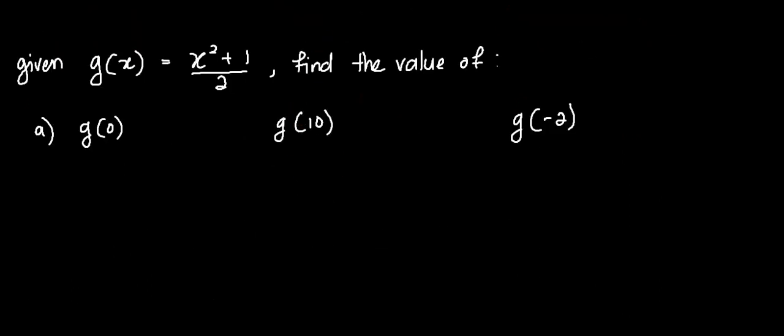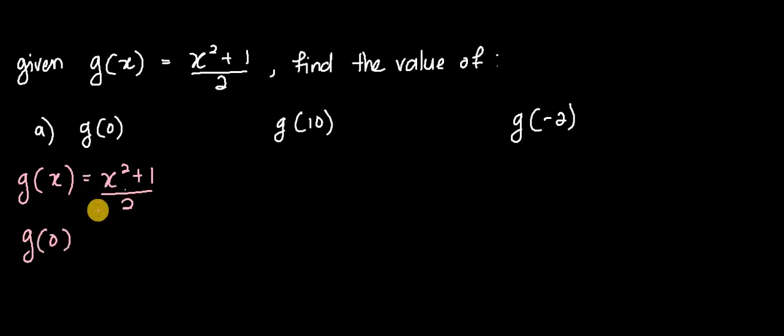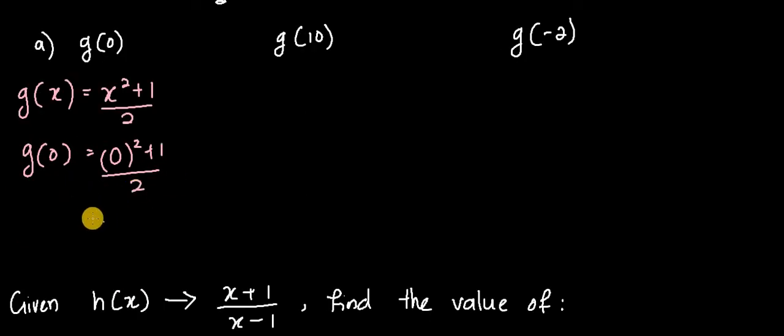Now for the second one, you are given g(x) is this, find the value of g(0). It's the same thing: the number 0, I'm going to substitute wherever I find x in this equation. The question gave me g(x), which is x squared plus 1/2. So g(0) means wherever I've got x, I substitute 0. I get 0 squared plus 1/2. Now 0 squared is definitely 0, so 0 plus 1/2 is 1/2. My final answer is 1/2. This is the value of g(0).